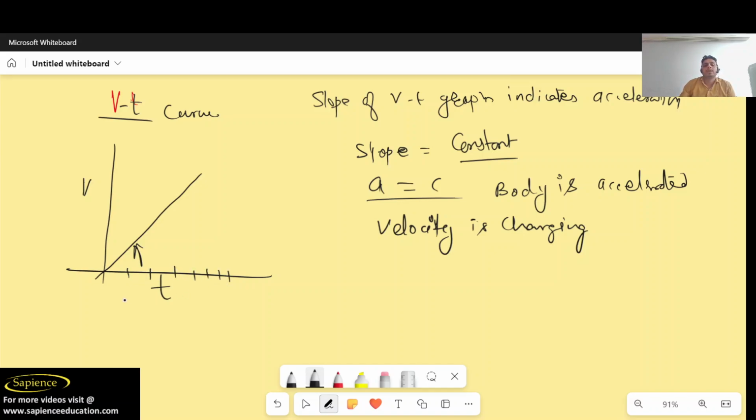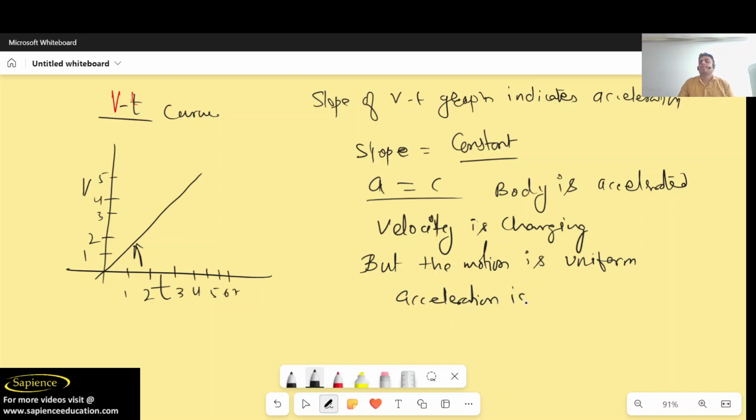See here in a figure also you can figure out that velocity is changing with time. Suppose this is 1 second, 2 second, 3 second, 4 second, 5 second, 6 second, 7 second, and this is your 1 meter per second, 2 meter per second, 3 meter per second, 4 meter per second, and so on. So you can figure out from figure that velocity is changing. But the motion is uniform. Why is it uniform motion? It is uniform because acceleration is constant.